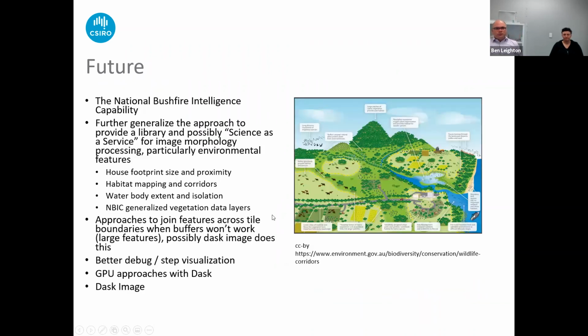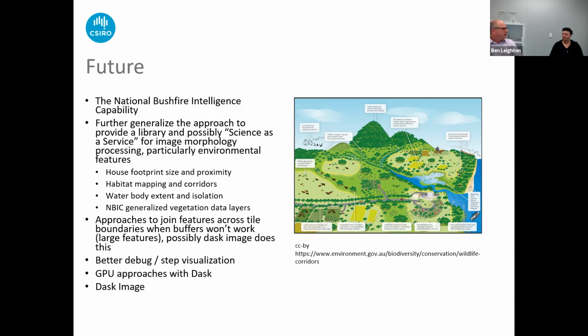So this work is likely to continue as part of a much broader project that's using Dask and Xarray and cloud platforms called the National Bushfire Intelligence Capability. There's lots of different kinds of processing going on, not just this proximity and size processing. We'd like to think about further generalizing this approach.